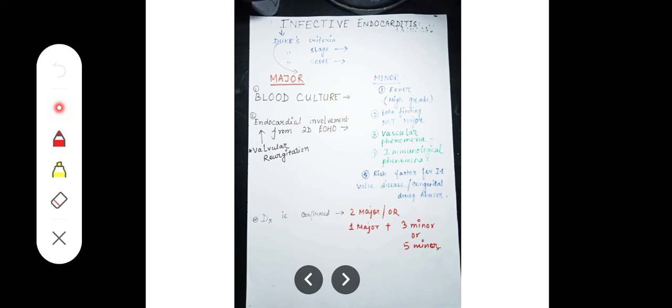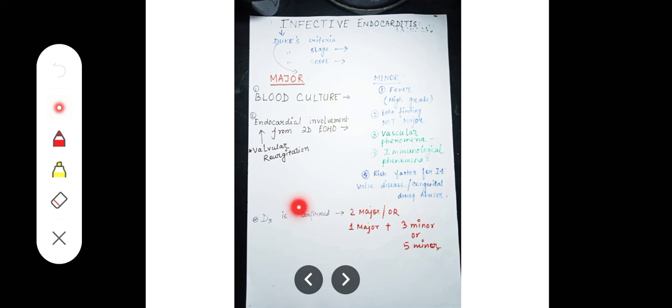Next is endocardial involvement, provided that there is valvular involvement, valvular regurgitation. That is another major criterion. So if these two major criteria are there, you need not look into the minor criteria. You are labeling the patient as an infective endocarditis patient.